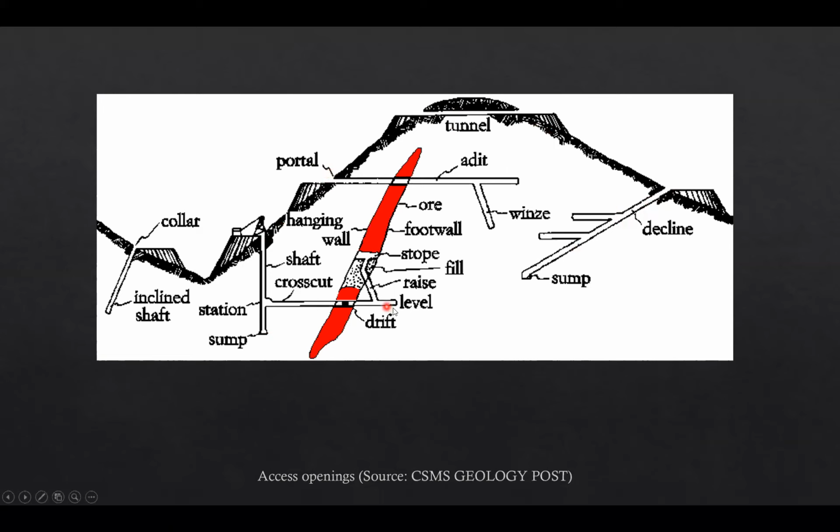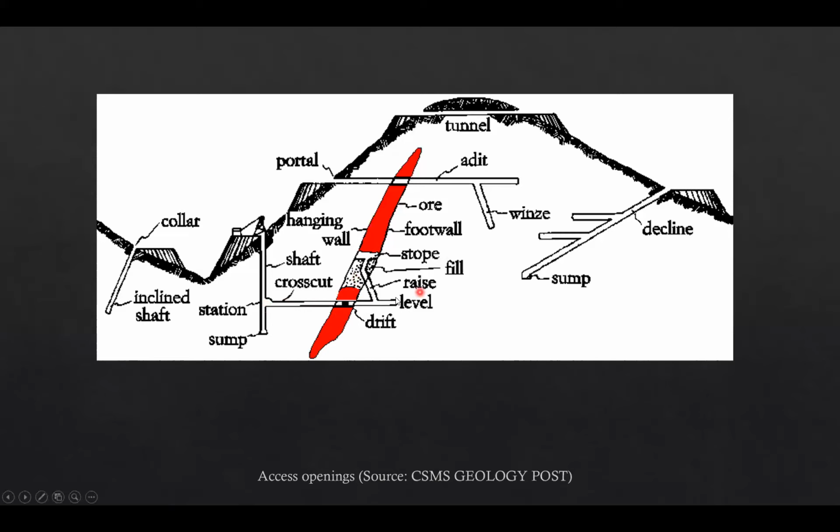Level is a horizontal opening, but it is in the rock mass. It does not open to the surface, and it connects the ore body with the shaft or decline, whichever we use to go into the earth.